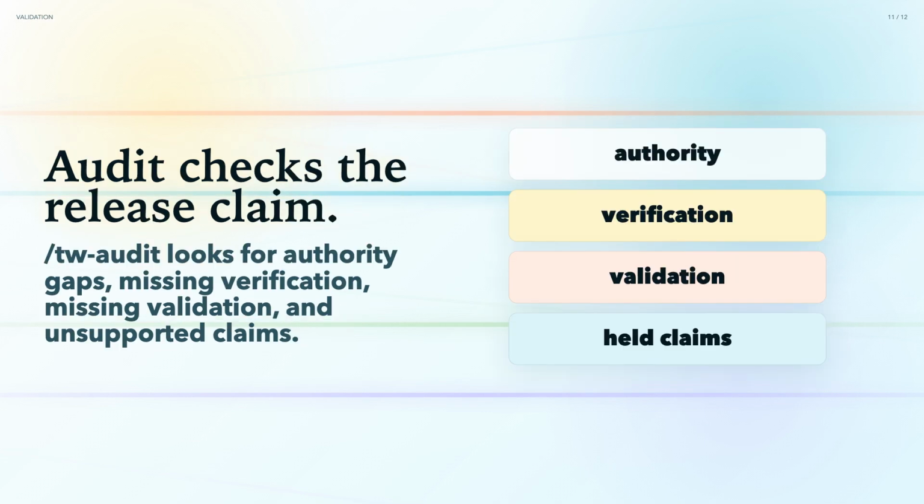At the end, use TW audit when you need to know whether the project is actually ready for the claim being made. Audit does not implement fixes or mark work complete. It checks authority, traceability, verification, validation, generated views, and held claims.